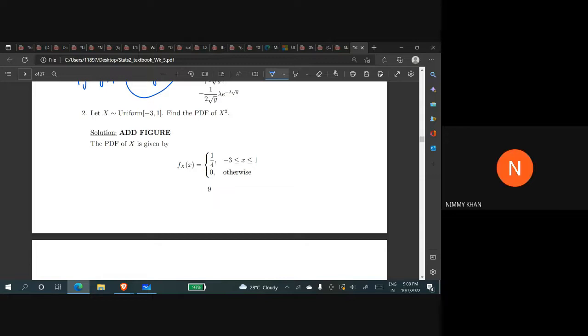Ma'am, this will not be a monotonic function, right? Yeah, this is not monotonic in the support of x, right? This is a good point. I'll just write it here. What is the consequence of that? You cannot use that formula, because it is not monotonic. Okay.